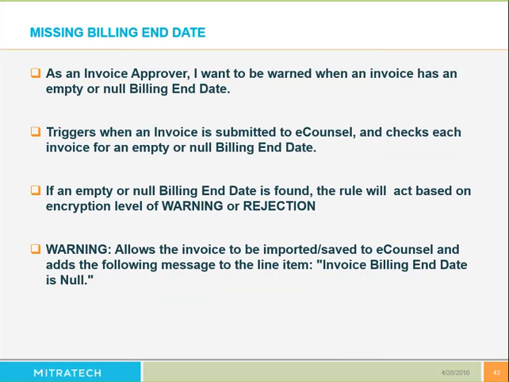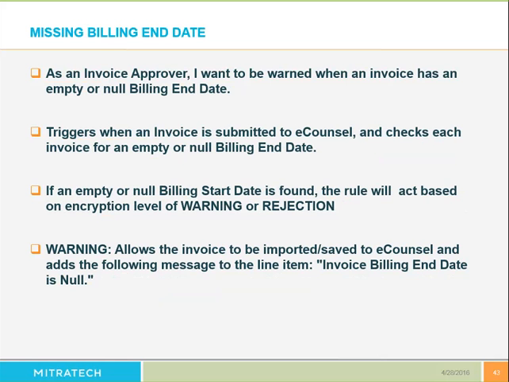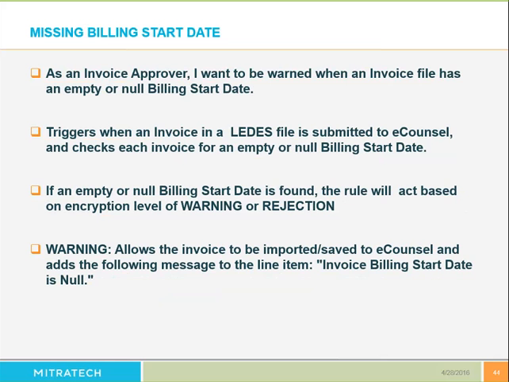Missing billing end date. This one and the next one, the missing billing start date. These just validate to make sure that the start date and the end date for the billing service dates are not missing. Because then the other rules couldn't validate, because some of them validate based on the service dates. So these just validate on those two dates, make sure that there's something there, and if they're missing, then it's going to issue a warning or reject the invoice.